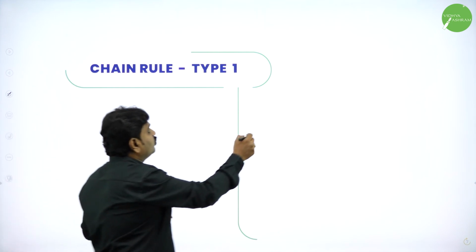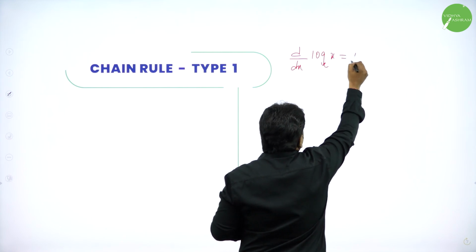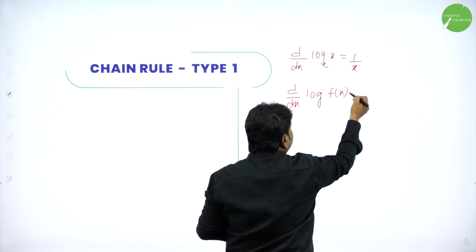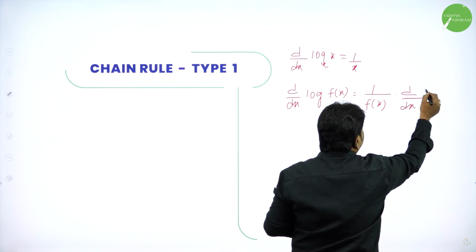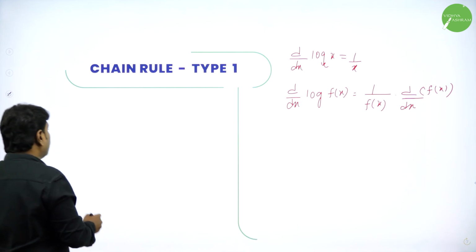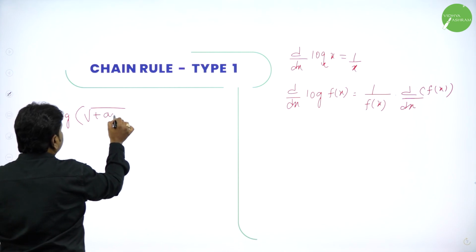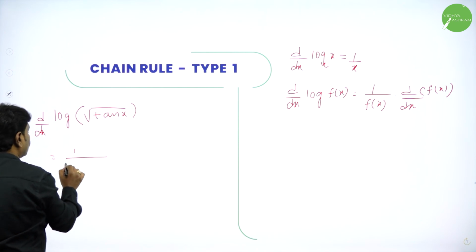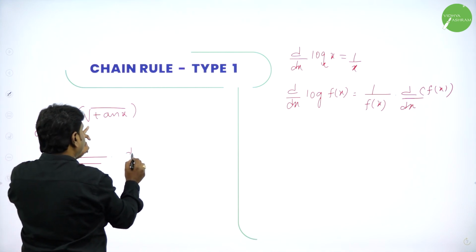So now what is the new thing you have learned? Derivative of log x. All of you know what is differentiation of log x? 1 by x. What is derivative of log of f of x? Inside log, if you have f of x, it will become 1 by f of x into the derivative of the internal function, d by dx of f of x. Now if you have, say, log of root of tan x, in one step you can do it. It is in the form log f of x, so it will become 1 by root tan x into d by dx of root tan x.